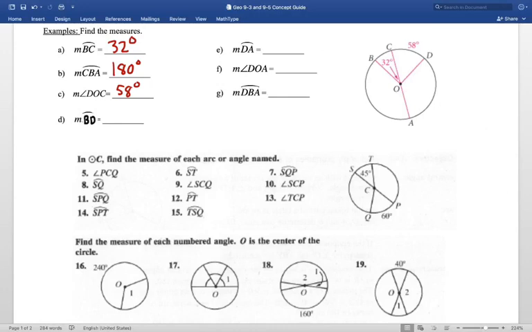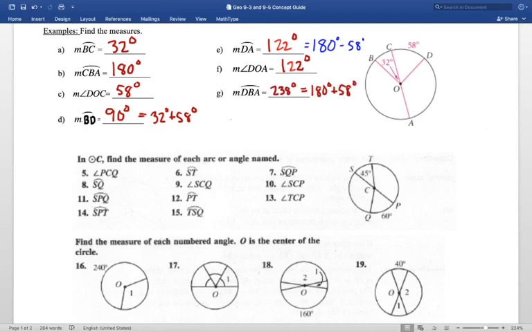The measure of arc BD, is that going to go the long way around or the short way around? Because it's only two letters, it's going to go the short way around. So we can just add those things together. 32 plus 58 gets us 90 degrees. So we can add those arcs just like that. DA is going to be the semicircle minus 58. This is a semicircle, that's 58, so DA is going to go the rest of the way around. So we can add and subtract these arcs. Measure of angle DOA is going to equal that arc.